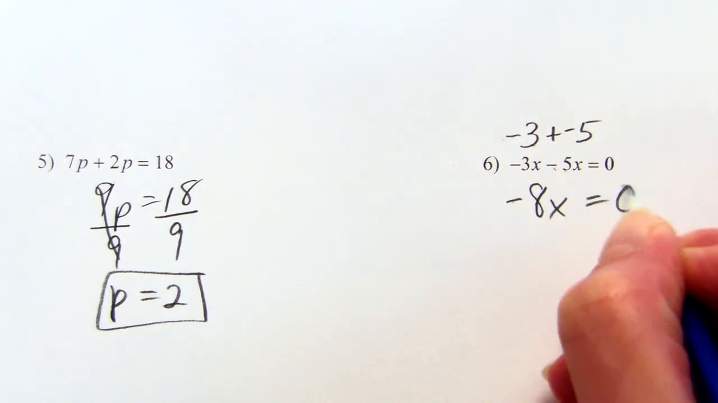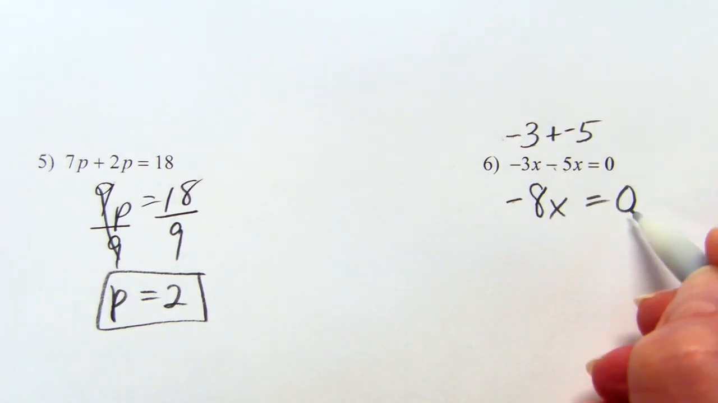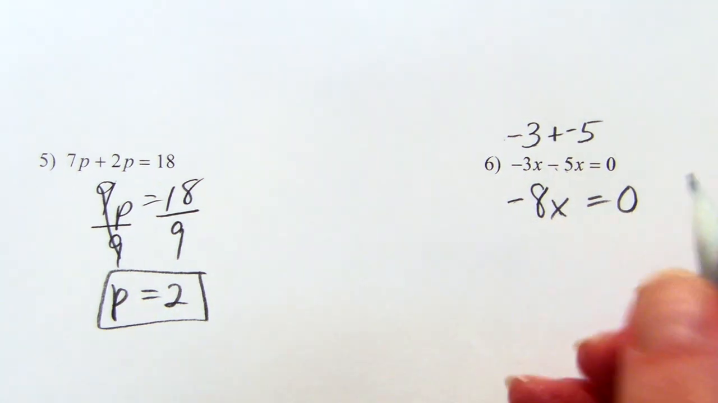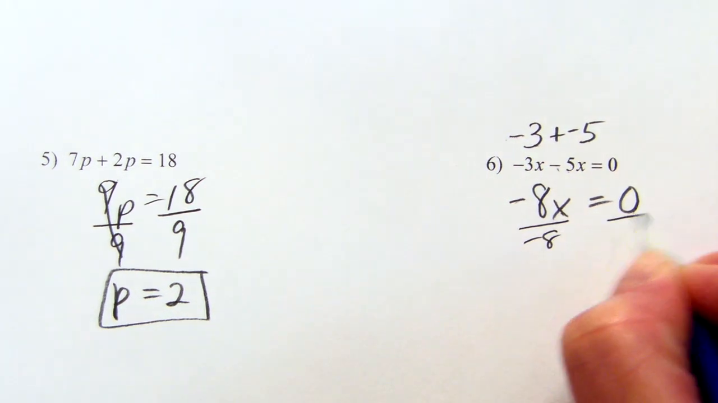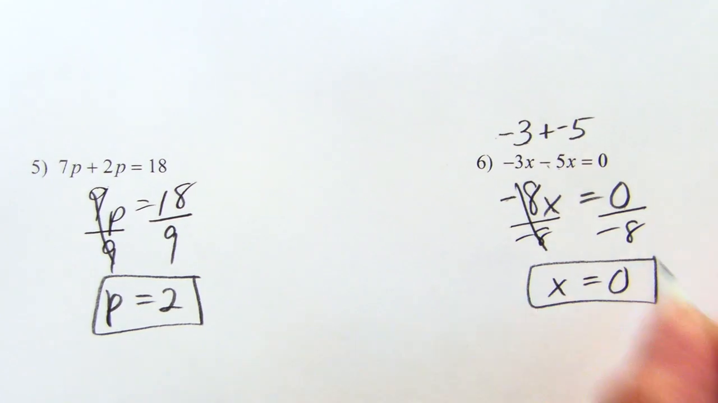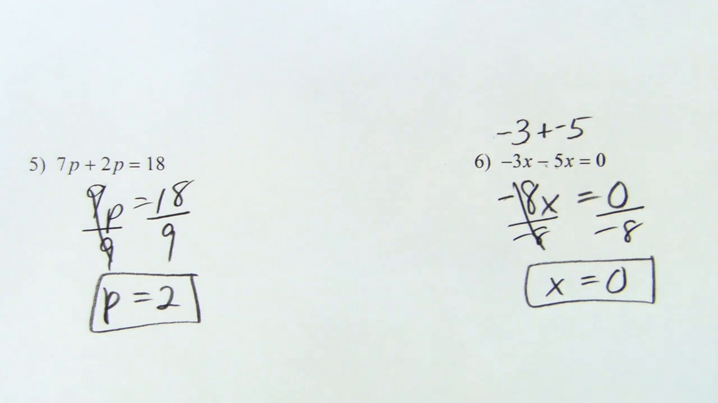it'll be negative 8x equals 0. And it freaks people out when you get 0, but as long as I don't have 0 x's, we're okay. I can still divide both sides by negative 8, and we just find out that x is 0. So we're combining like terms on one side of the equation, and then it creates a one-step equation after that, which we should already know how to solve.